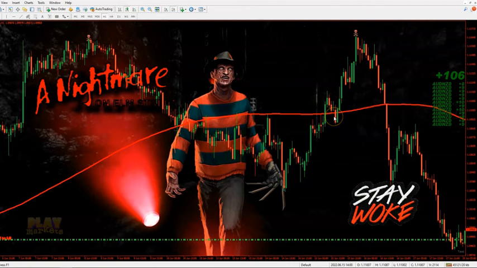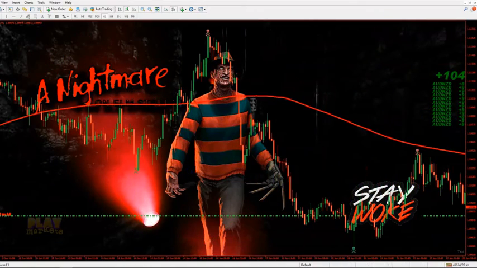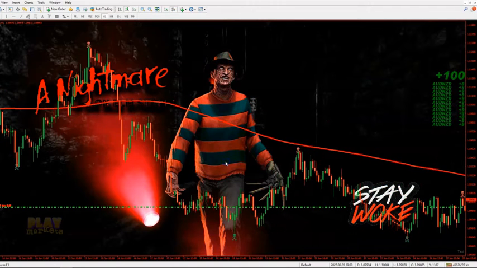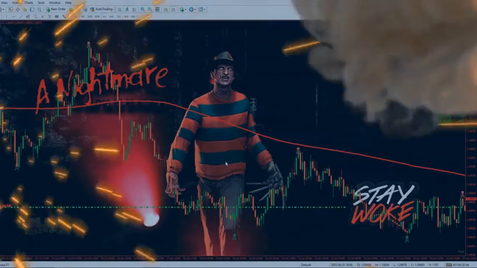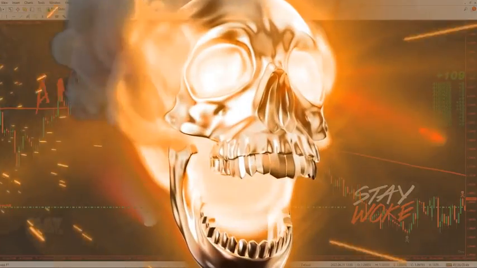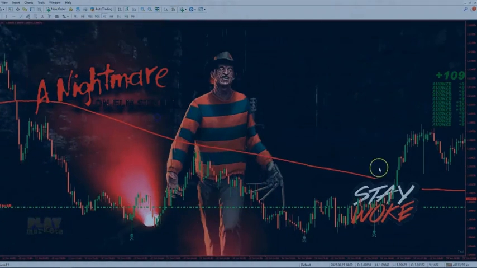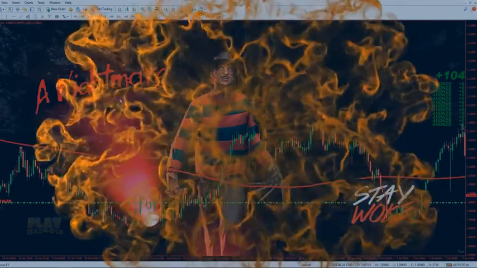Put in the chat box, what patterns do you see? But yeah, we are up 104 pips with the Freddy Krueger system. It is amazing. It has about anywhere from an 80 to a 90 win rate, success win rate, sometimes more, sometimes less. If you follow the rules, you will be successful with this system.